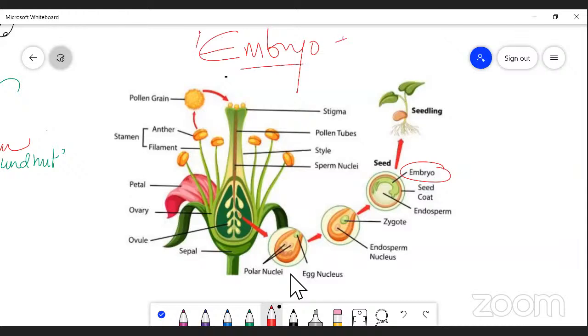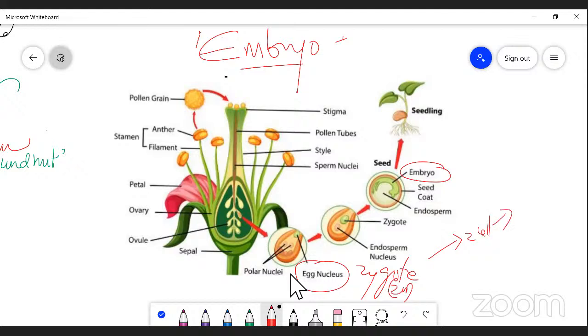If you take a flower in which one of the male gametes fuses with the egg cell to form a zygote, then the zygote develops to form a two cell stage. The zygote is in a diploid condition. It develops into the two cell stage.